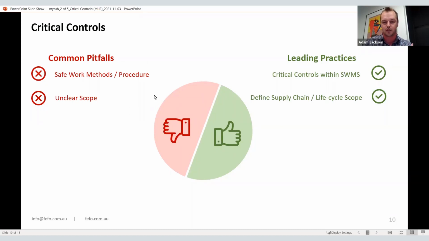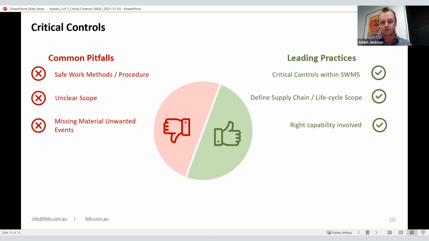Having an unclear scope. So back to the very beginning, making sure we have a clear understanding of what our role is and the level of risk ownership we have based on the role our organisation is going to play within the supply chain. Are we actually the one managing the risk, and at what point in that ownership, that life cycle, if you like, are we going to be managing the risk and what do we need to do?